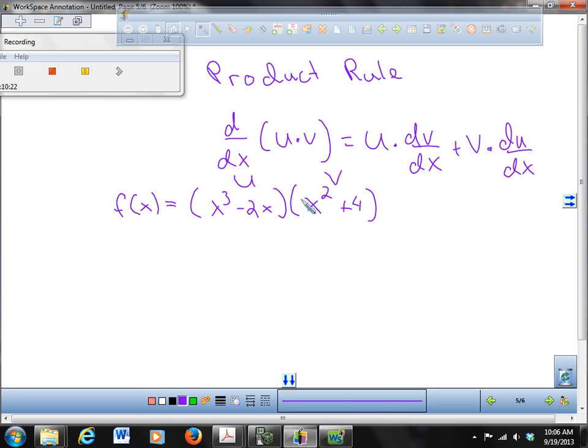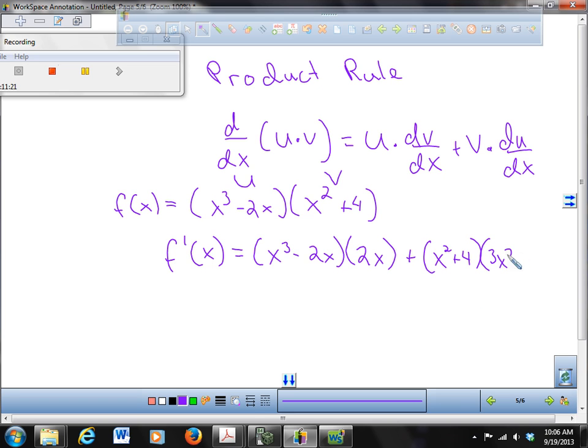And so what you do is you leave u alone. So f prime of x, this says leave u alone. So why don't you just leave me alone? Well, okay, leave u alone. x cubed minus 2x times the derivative of v with respect to x. What's the derivative of v with respect to x? So 2x, okay? Plus v left alone times the derivative of u with respect to x. So v left alone is x squared plus 4 times du/dx, which is what? 3x squared minus 2. And then you would want to simplify that.